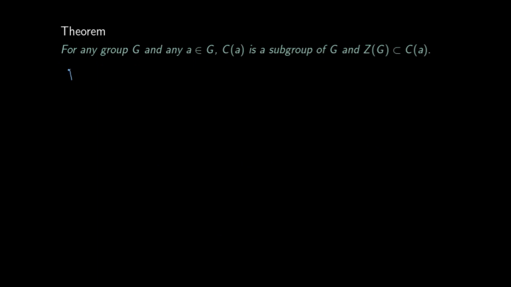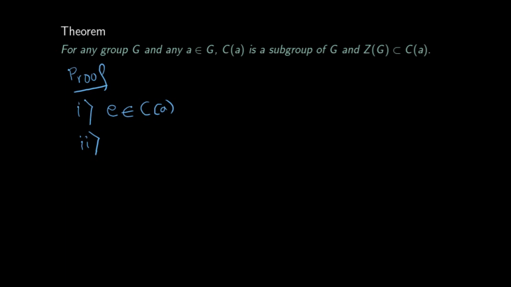Let us prove that C of A is a subgroup of G and the center of the group always lies in C of A. To prove that C of A is a subgroup of G, we first need to show that the identity element lies inside C of A. We have already given this argument earlier. So we know that e is in the centralizer of A.